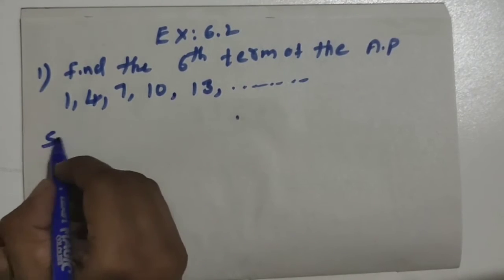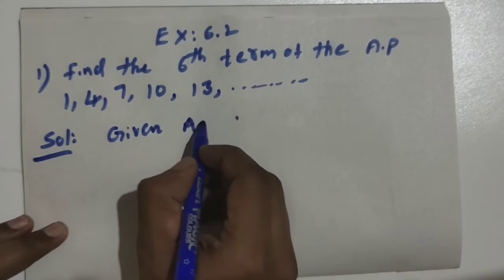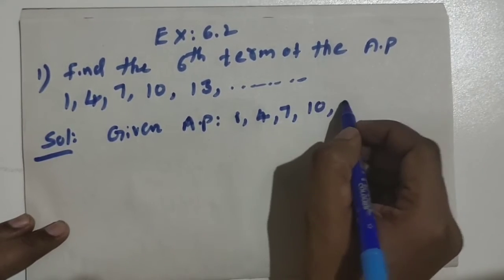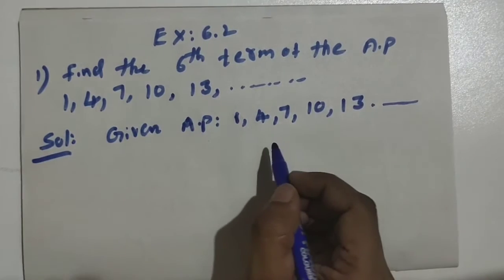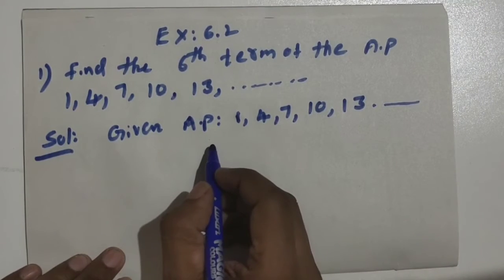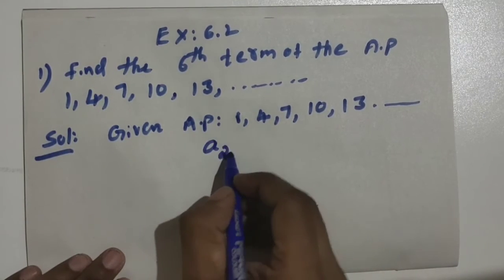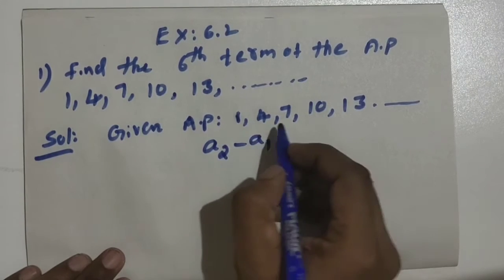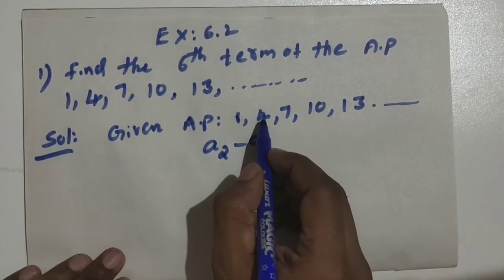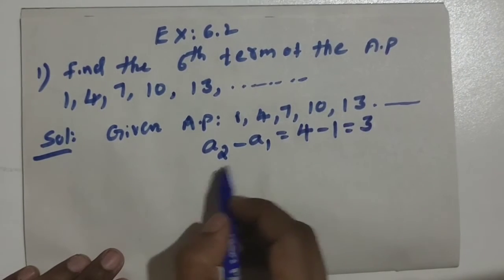So now children, see here. Given AP: 1, 4, 7, 10, 13 and so on. Once you check whether it is an AP or not, for our practice purpose, we have to find what? The common difference. That means the difference of the consecutive terms. Here A2 is 4 and A1 is 1. Now take the difference, we get 4 minus 1 is equal to 3.